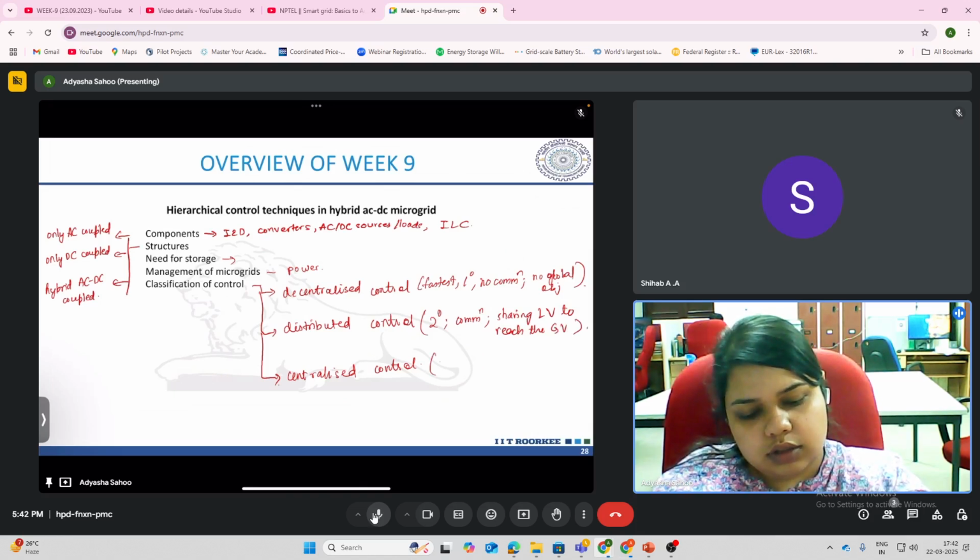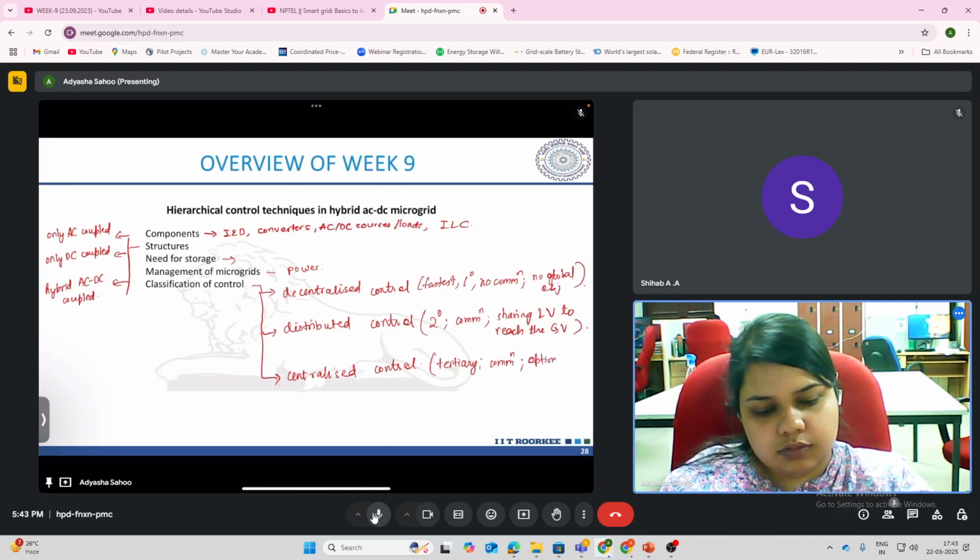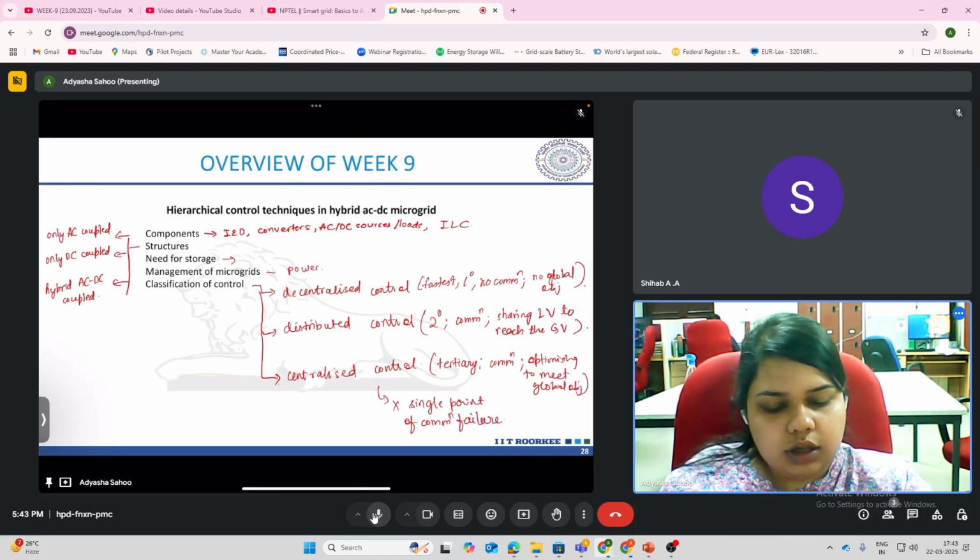And lastly, it was the tertiary, the centralized one, and again communication was based there. And here you are optimizing to meet the global objective. And the disadvantage here was single point of communication failure because everyone is communicating to the central control station. And if that central control station fails, then you have this single point of communication failure.